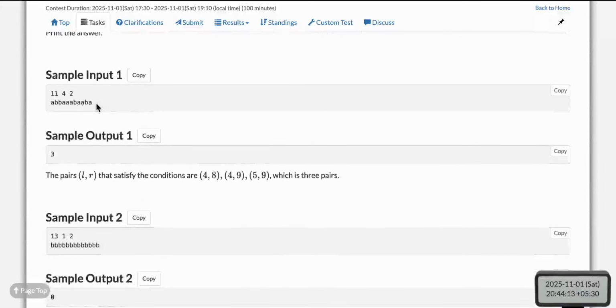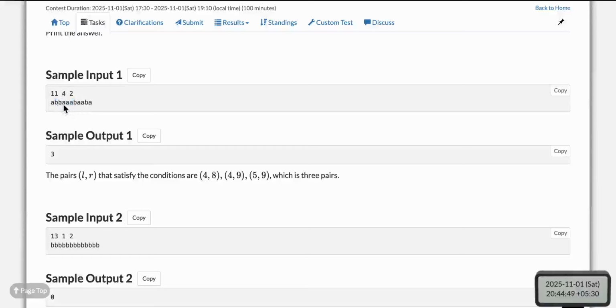Seeing this problem, the first approach that came to my mind is the sliding window approach. What I was doing in the contest is calculating the count of a and b, and whenever my count of a is greater than or equal to 4 and b is less than 2, I increment my answer. Otherwise, I shift my window to get valid characters.